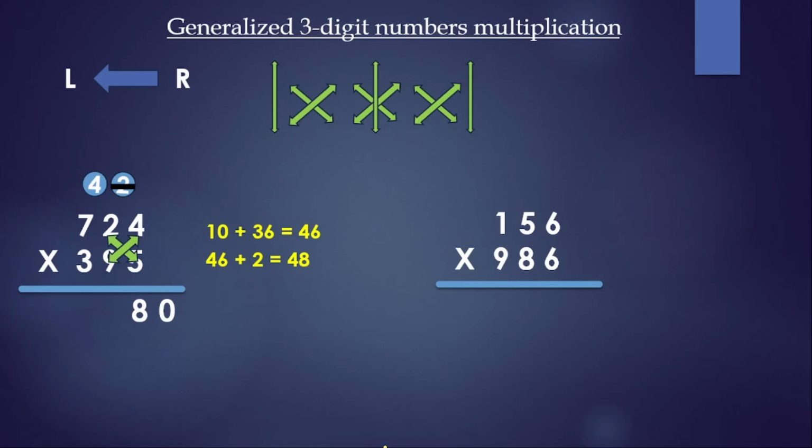Next is a pattern where we cross multiply and we multiply the middle digits also together. Let's see how. 7 times 5 is 35, to which we add 3 times 4, which is 12, to which we add 2 times 9, which is 18, as 65. To this 65, we add the carried 4, 69. So the 9 goes here in the answer and 6 is carried forward.